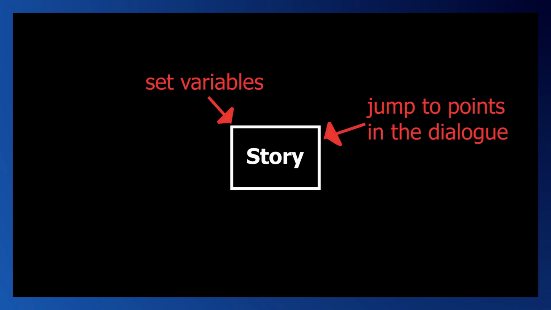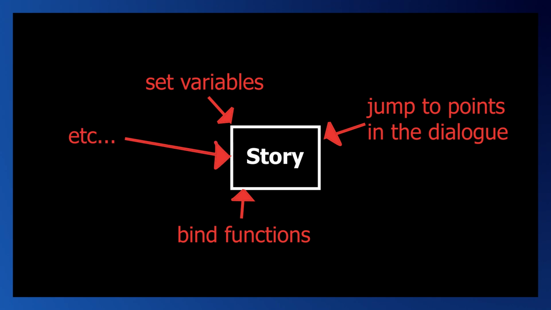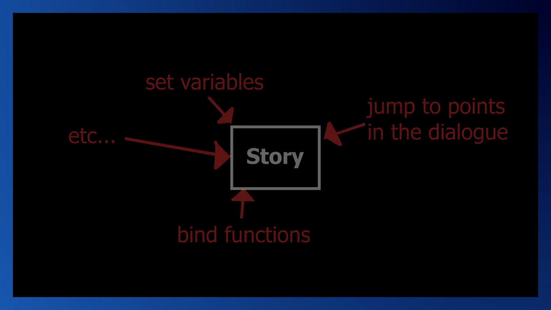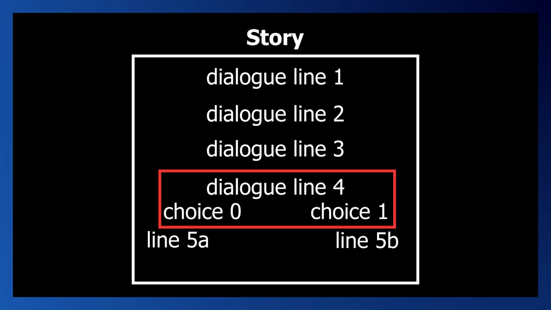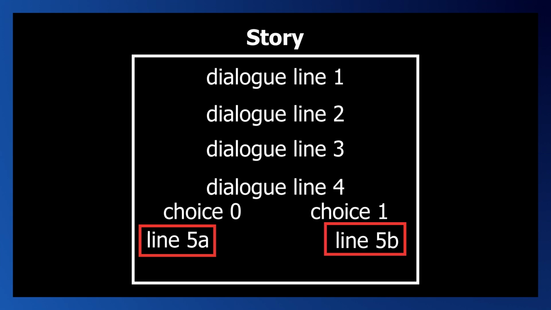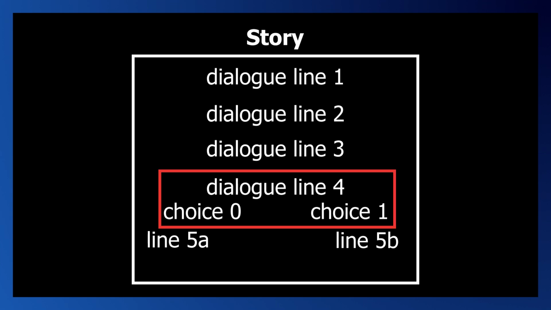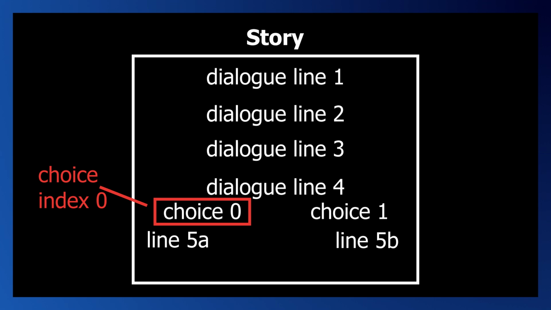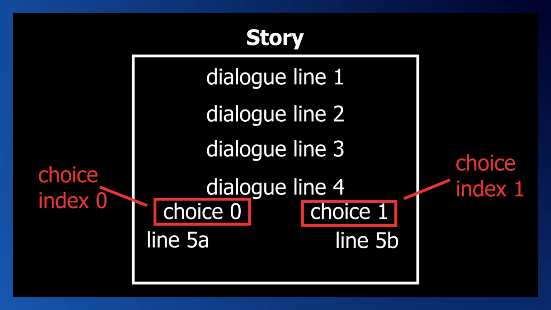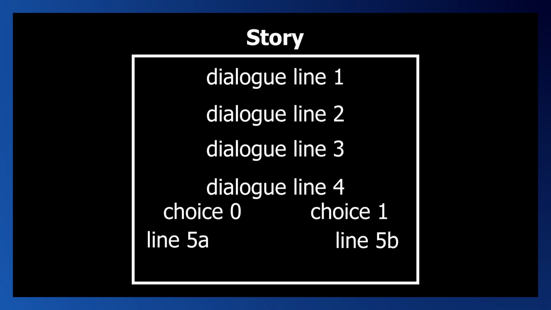And how the story object works is really simple. We can do things to it, like set variables, jump to specific points in the dialogue, bind functions, and much more, some of which we'll dig into later on in this video, but most importantly, we'll use it to move through our dialogue one line at a time. That is, until we reach a line with choices that branches the dialogue in different directions, in which case we just need to tell the story which choice index to go down, which starts at 0 for the first choice and then increments accordingly for each choice after that. We'll get into more specifics later in this video, but I wanted to touch on the story object now since it's at the heart of the dialogue system that we'll be building.